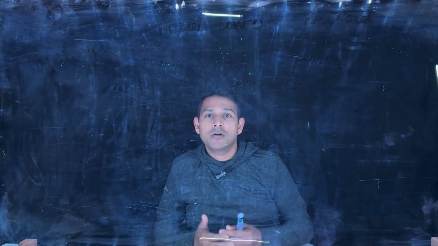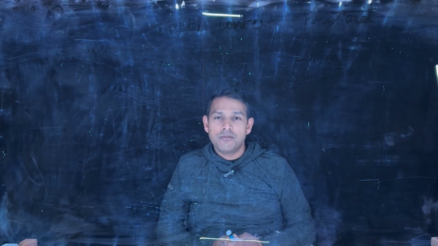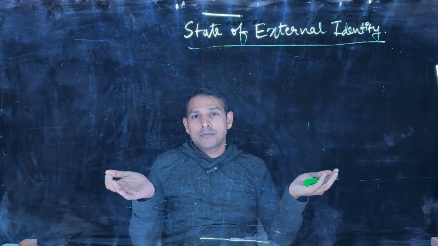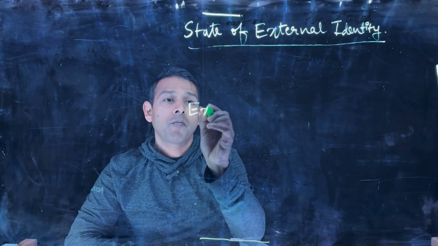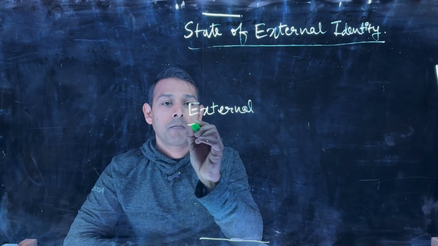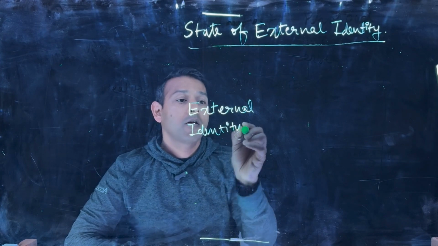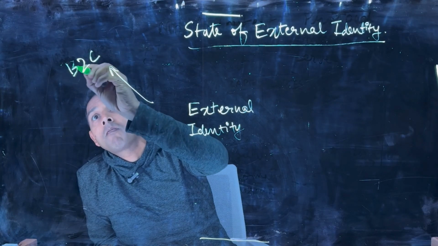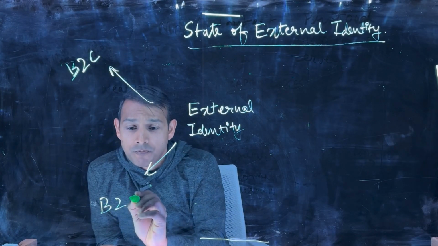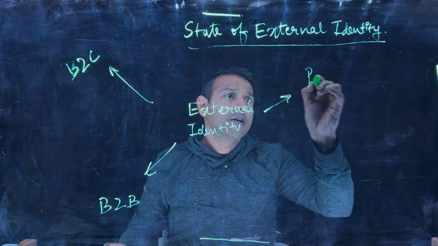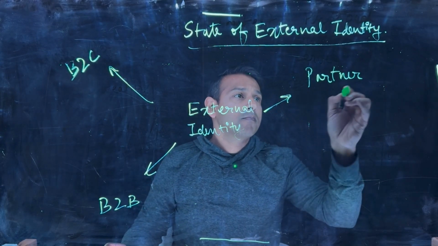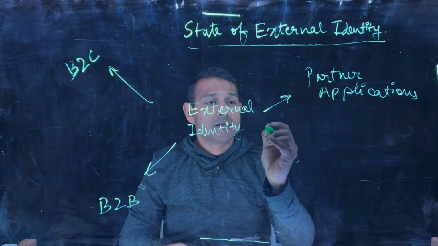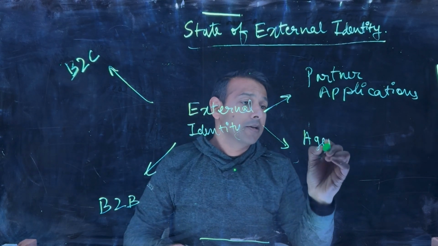Let's first look at the state of external identity and different problems that we see when we talk to customers. So we can define external identity as all non-employee identity related topics. When we see external identity, we see customers handling B2C challenges, B2B challenges, partner application related issues, and the last topic, as we earlier mentioned, agentic identity.